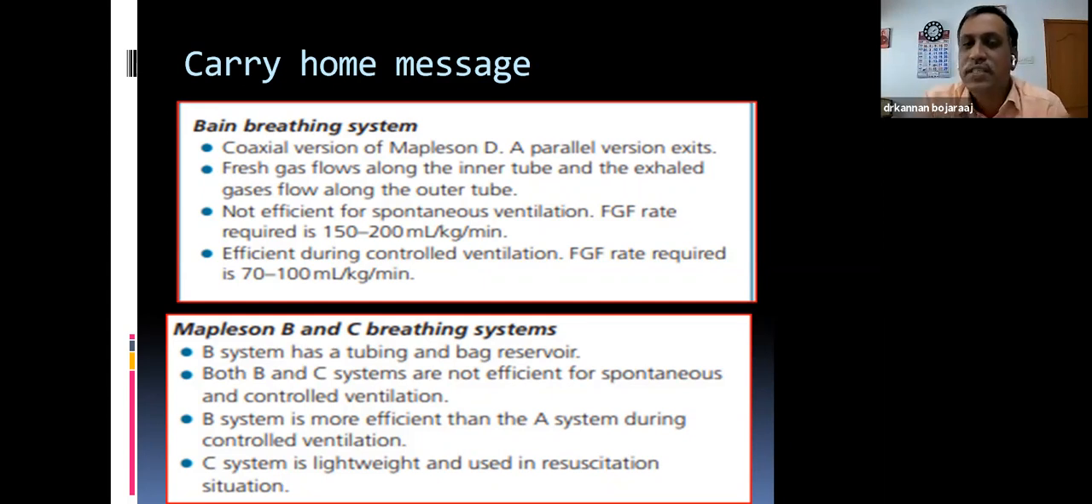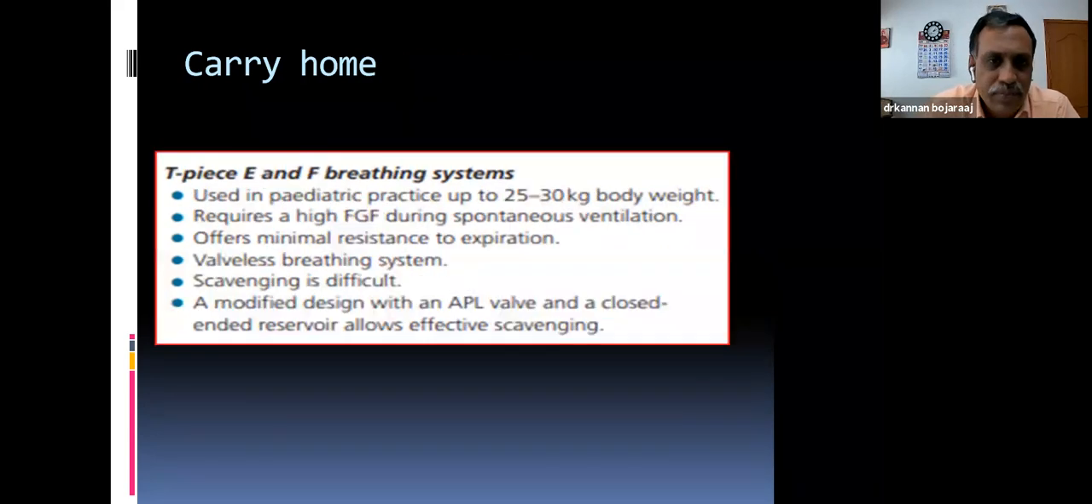Regarding Mapleson B and C systems, the B system has tubing and a reservoir bag, and is not efficient for either spontaneous or controlled ventilation because the assembly is not adequate. The B system is more efficient than the A system during controlled ventilation, and the C system is lightweight and used in resuscitation situations. The C system is still used for patient transport, but very rarely, and it is not very commonly used now.